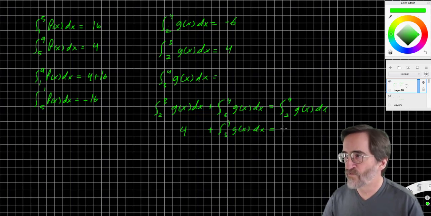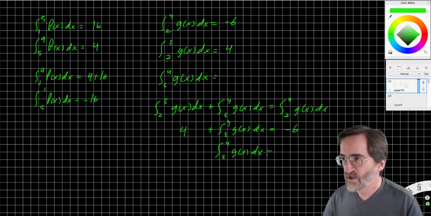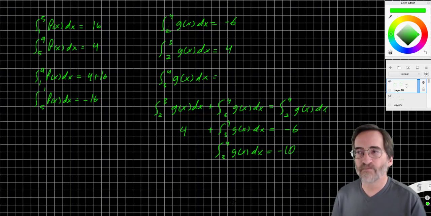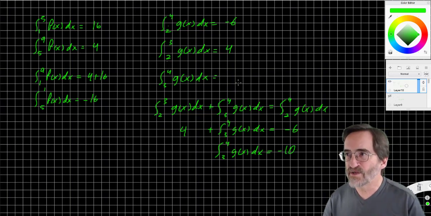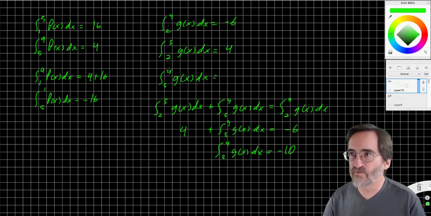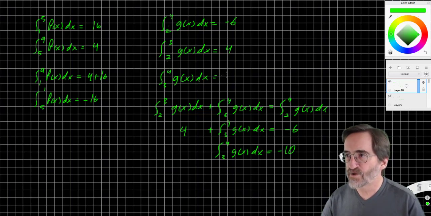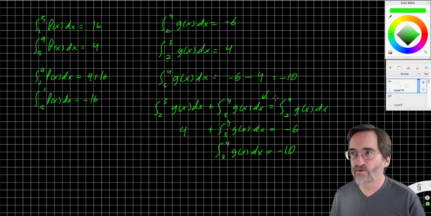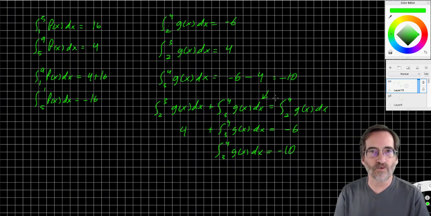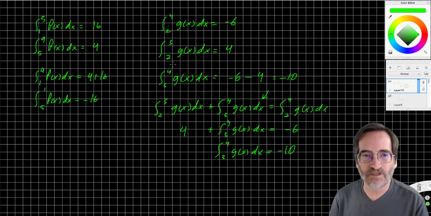And 2 to 4, I can't read my own writing, 2 to 4 is negative 6, so subtract 4: the integral from 3 to 4 of g of x dx equals negative 6 minus 4, or negative 10. All of that wasn't entirely necessary. Realizing that 3 to 4 is basically 2 to 4 take away 2 to 3, you could simply do negative 6 minus 4, negative 10. This is just a little more thorough and demonstrates that we're using the rule of addition, which can be translated into the rule of subtraction.